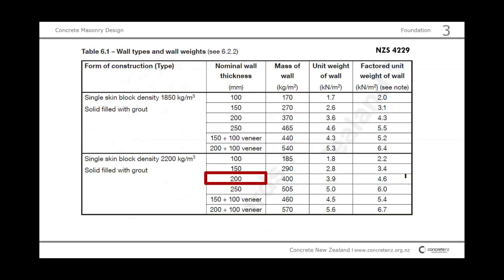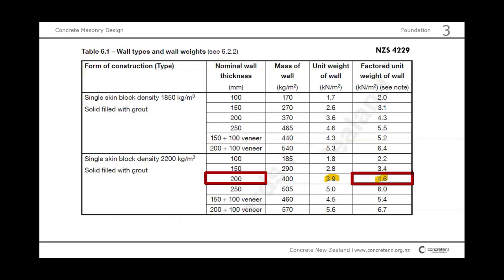So we said we are using the denser blocks fully filled. This is just an extract. Table 6.1 has many more options, but I just copied the part we need here today. The unit weight is 3.9 kilogram. But since there is no engineer involved, the authors of the standard thought, hey, we just chuck in a bit more. So we have to consider the factored unit weight, 4.6 kilonewton per square meter.